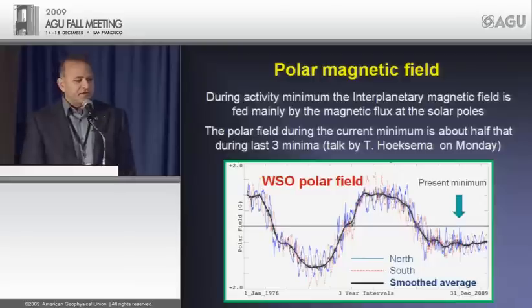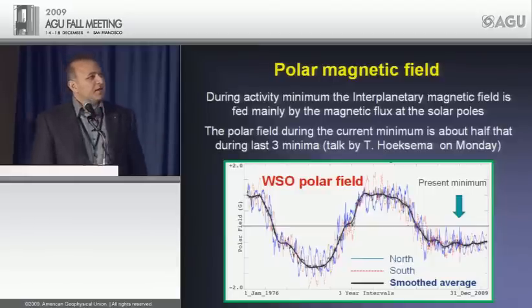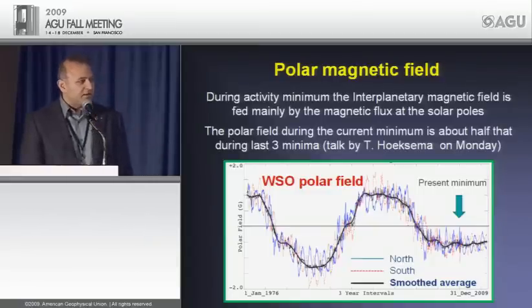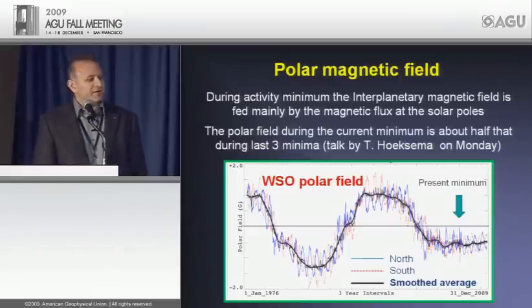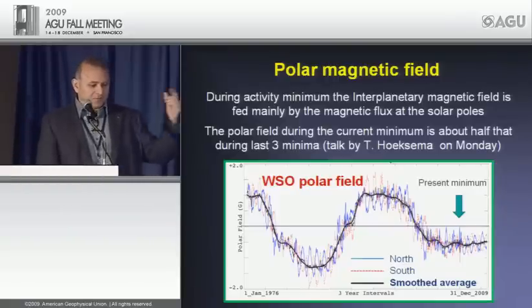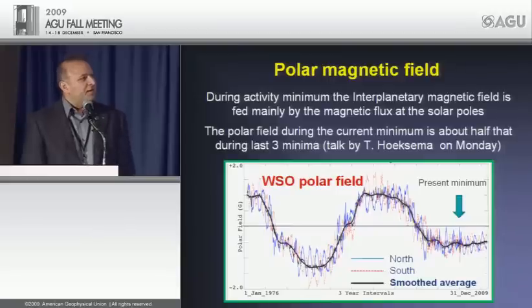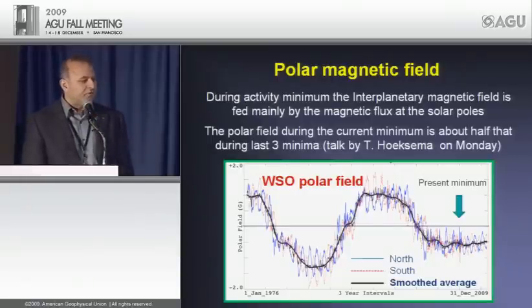If we go closer to the sun, then we expect the heliospheric field to be driven basically by the magnetic field at the poles of the sun. And this is a diagram that you have seen if you were in the session on Monday afternoon, like the previous one as well. What's shown here is, as a function of time from 1976 till now, the polar magnetic field of the sun as measured by Wilcox Solar Observatory.